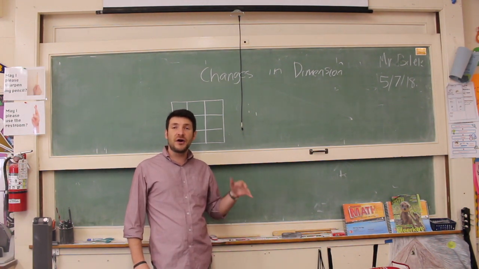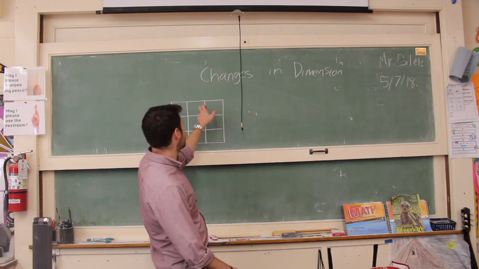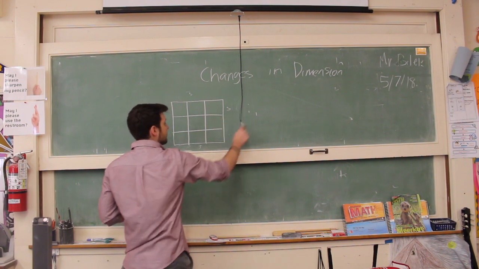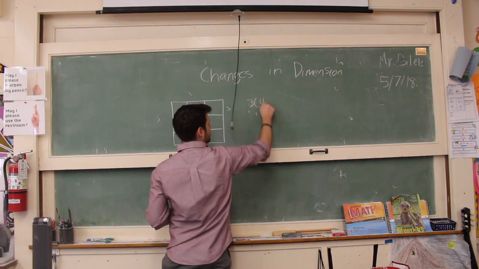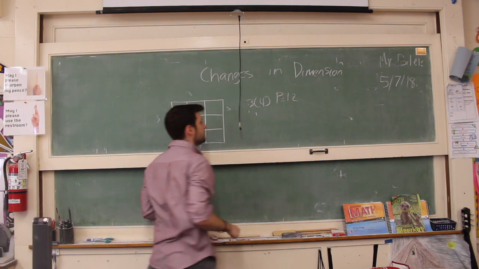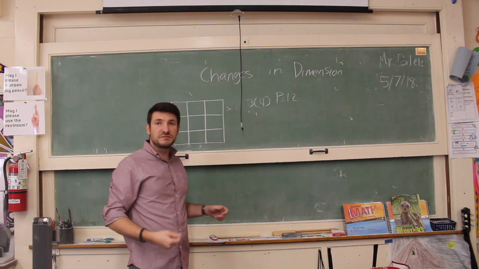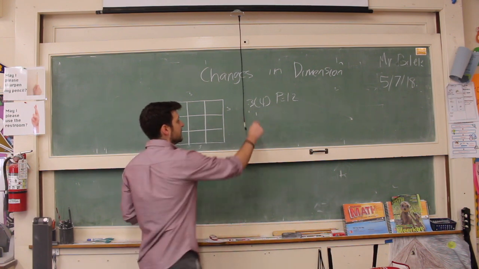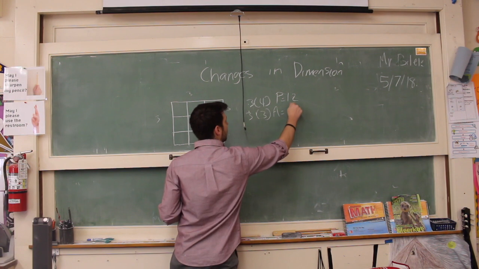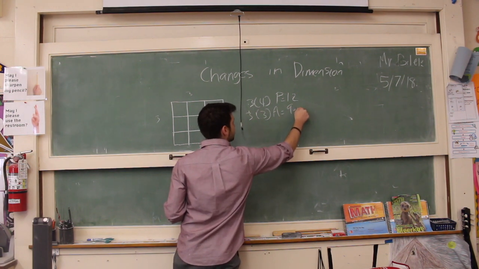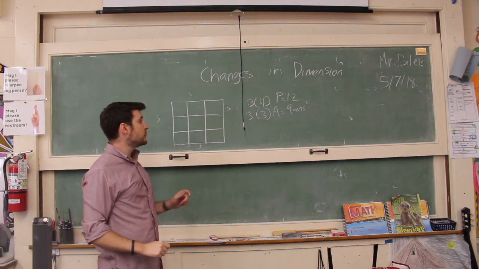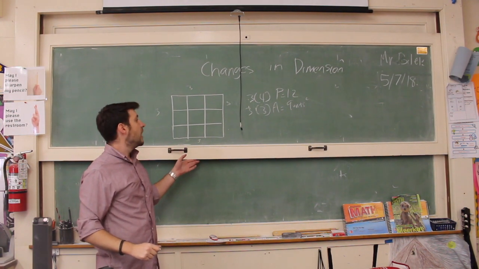Perimeter, remember, we add all of the sides together. So this has 3, 3, 3, and 3. If we add the sides together, or 3 times 4, we have a perimeter of 12. Our area, we multiply the length times the width. It's going to be 3 times 3. We have an area of 9 units squared. So we found the perimeter and the area of this shape.